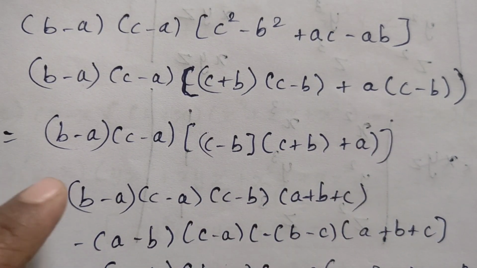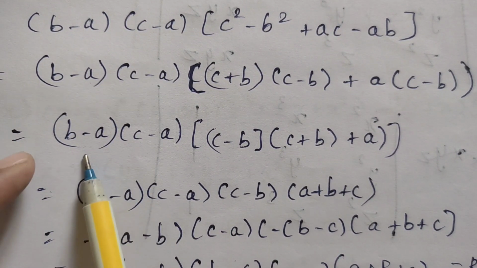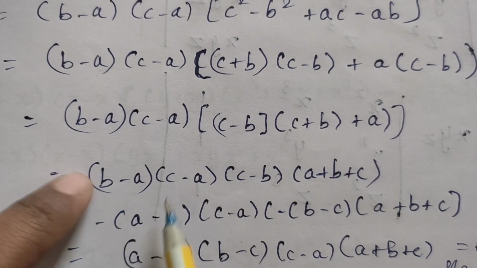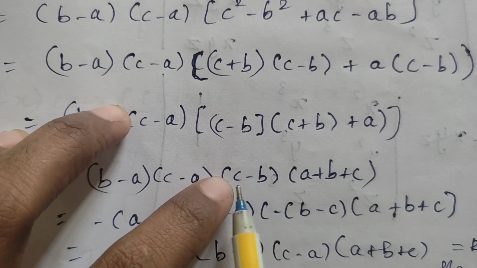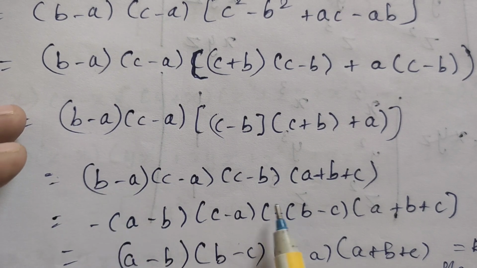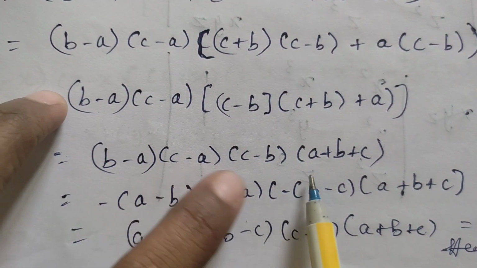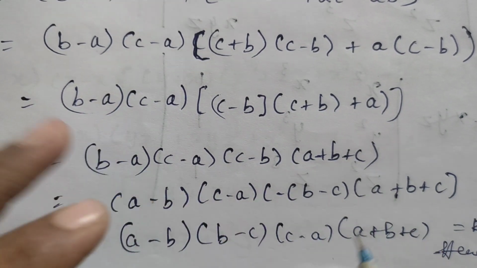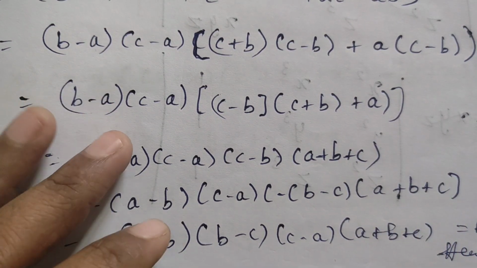Now our result is b minus a into c minus a into c minus b. From the first term I'll take minus out, a minus b. The c minus a stays as it is. From the third term I'll take minus out, b minus c, a plus b plus c. So minus into minus will become plus. So my result will be a minus b, b minus c, c minus a into a plus b plus c. LHS is taken, RHS is proved.